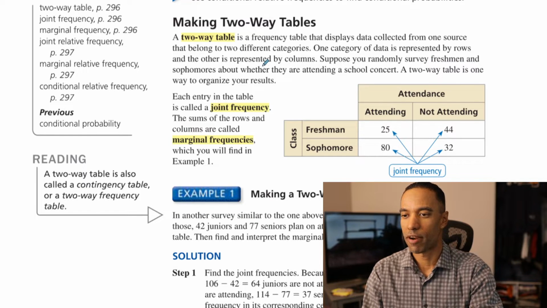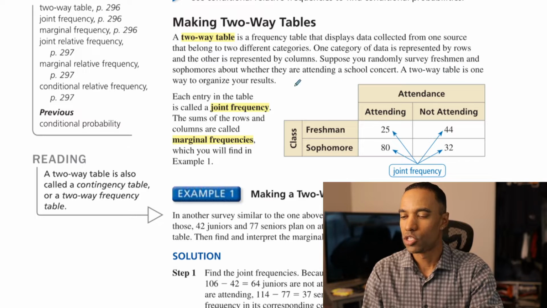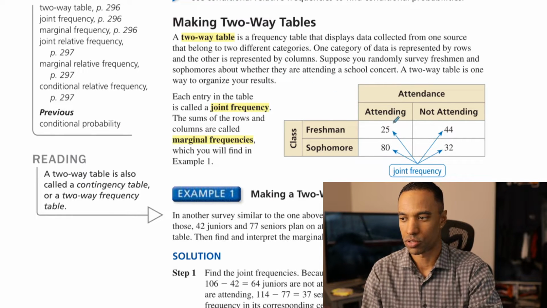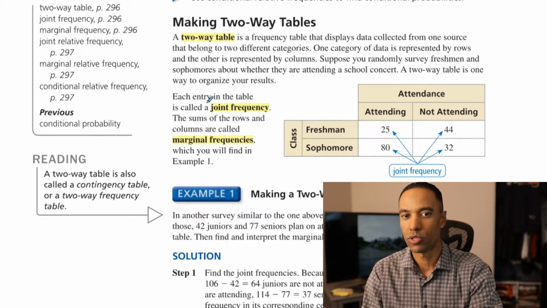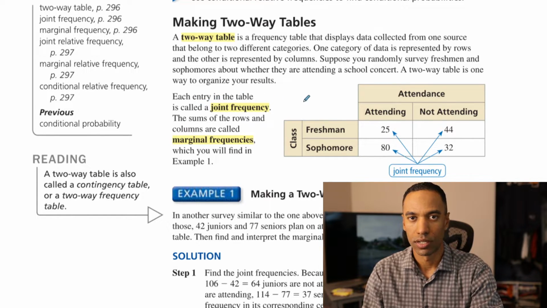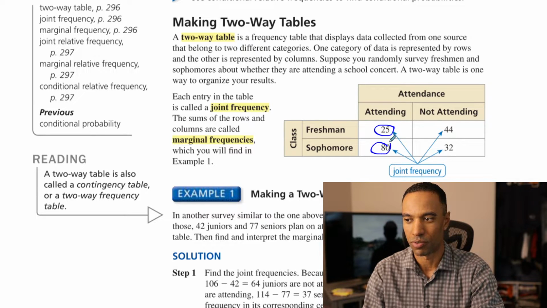Suppose you randomly survey freshmen and sophomores about whether they are attending a school concert. A two-way table is one way to organize your results. Each entry in the table is called a joint frequency. So I said joint versus marginal. These are the joint frequencies right here.